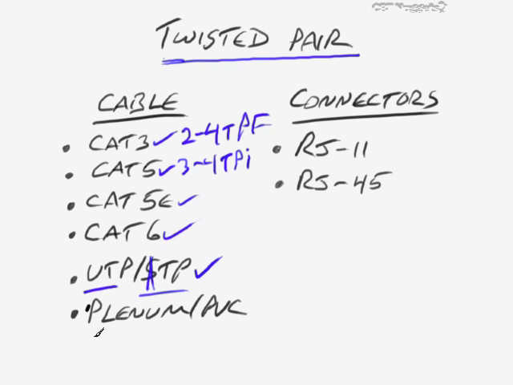Also, a couple of different types of cladding on the outside that you might see here as well, plenum rated as well as PVC. Normally, you can have PVC type of plastic out there, but you may also have plenum rated.